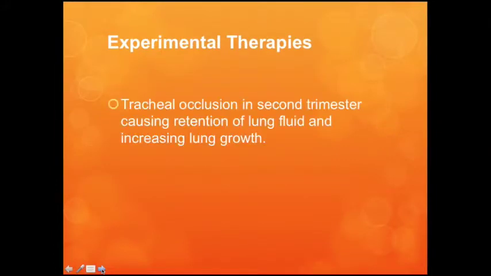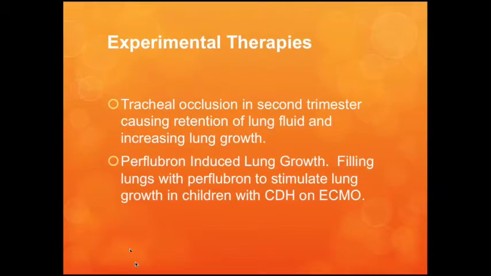There's a few experimental therapies around. One is doing a tracheal occlusion in the second trimester, in utero, causing retention of lung fluid and increasing lung growth, because the amniotic fluid that they swallow and inhale helps with the lung growth. The thinking is that if we can occlude the trachea irreversibly, it will help nourish the lungs and improve the lung growth. And there's also perflubron-induced lung growth.